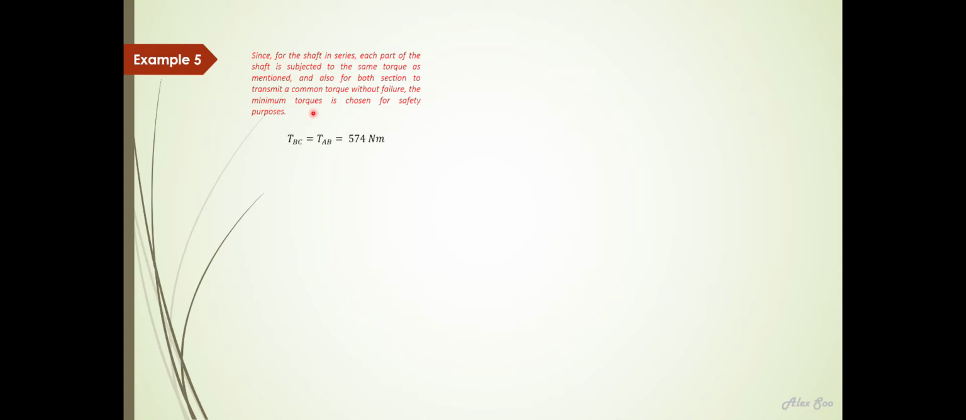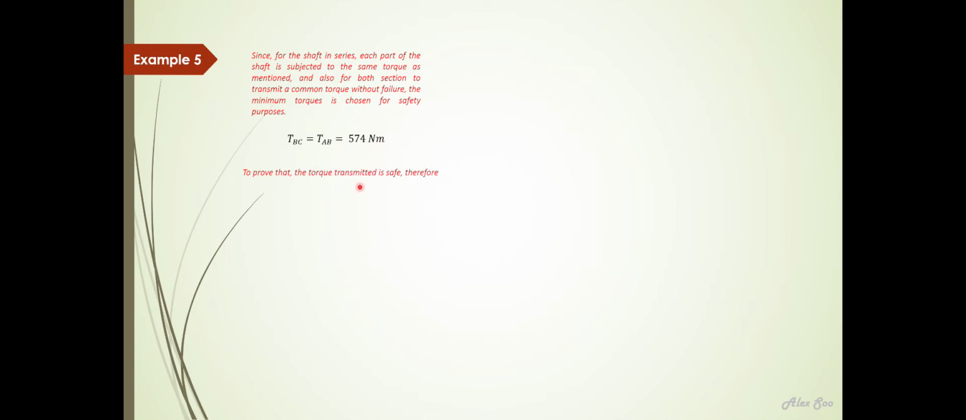Now to the next slide. Since for the shaft in series, each part of the shaft is subjected to the same torque as mentioned, and for both sections to transmit a common torque without failure, the minimum torque is chosen for safety purposes. So that means we will be choosing 574 Newton meter to be the common torque.